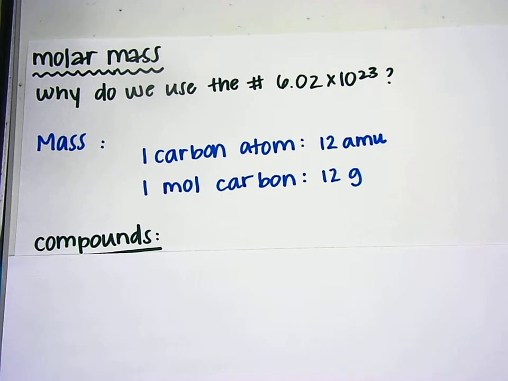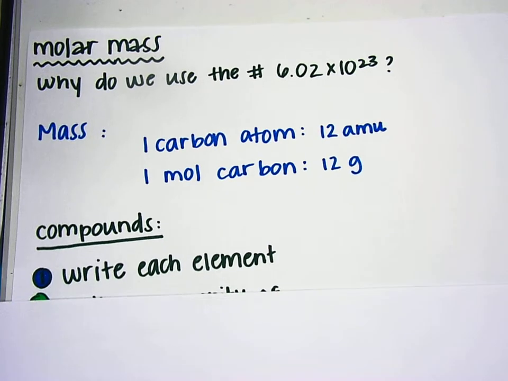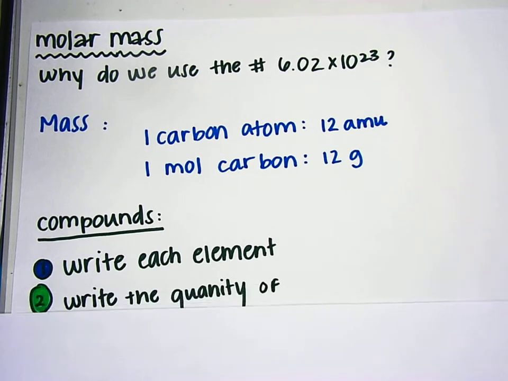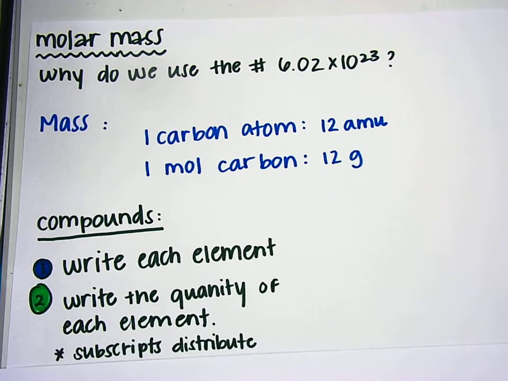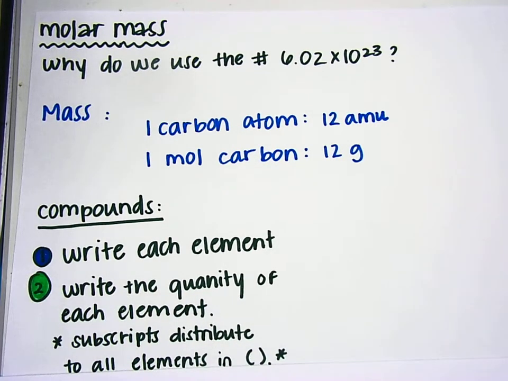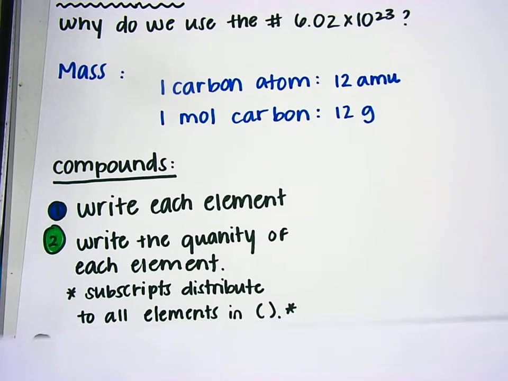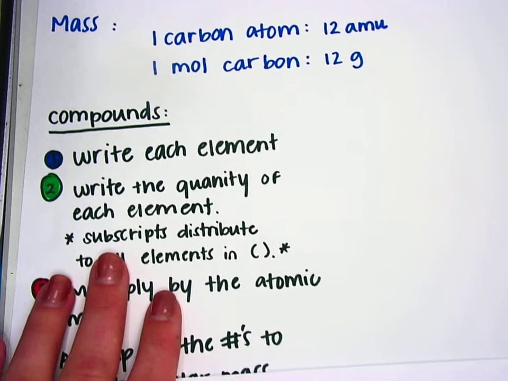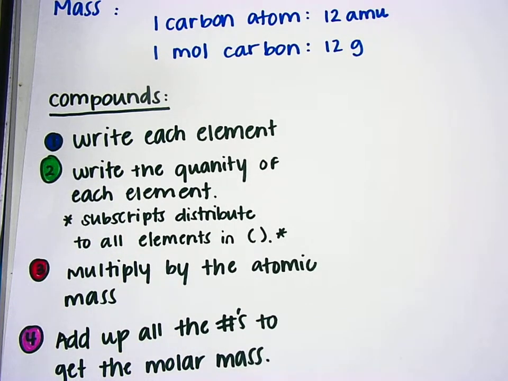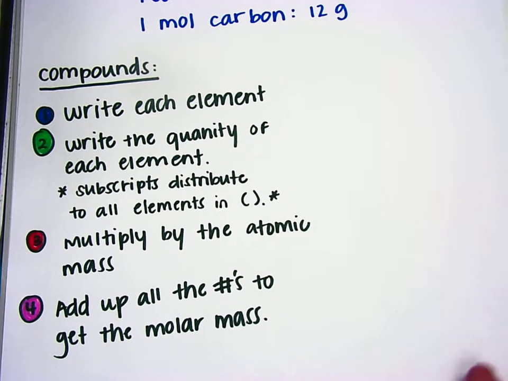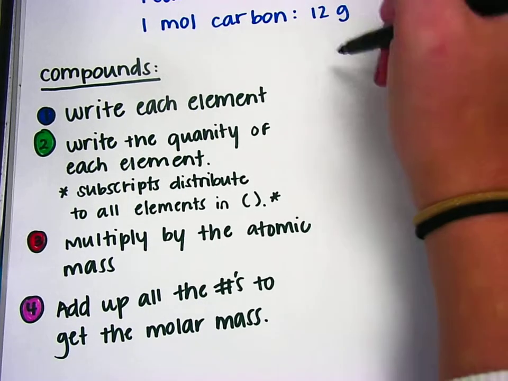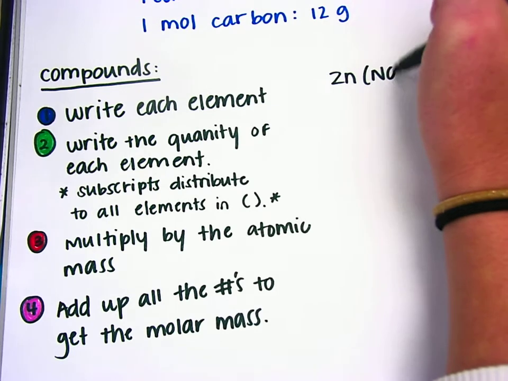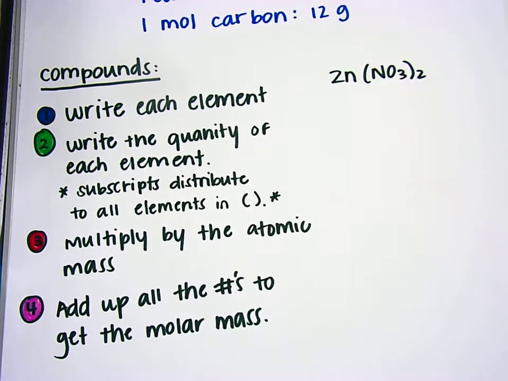So these are going to be notes on how to figure out the molar mass for a compound. So first thing you want to do is write your element. Then you're going to write the quantity of that element. Remember that subscripts will distribute to all of the elements in parentheses. Then you'll multiply by the atomic mass, and then you will add up all the numbers to get that molar mass. So I'm going to give you a problem here, and the problem that we're going to do today is Zn(NO3)2. So we're going to find the molar mass of this substance.